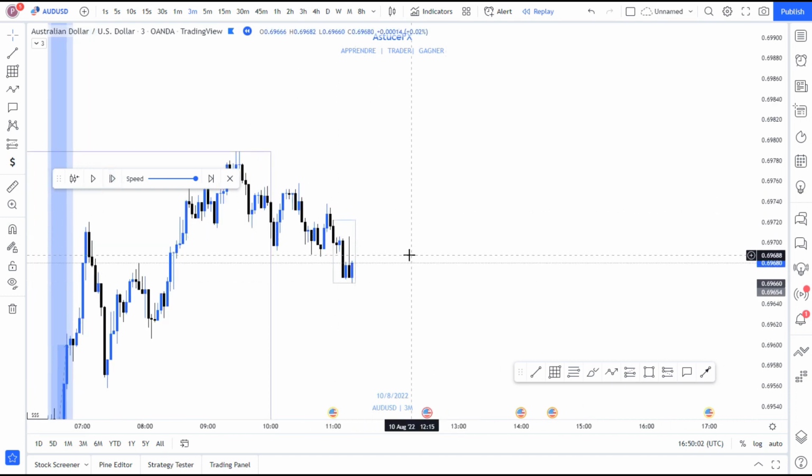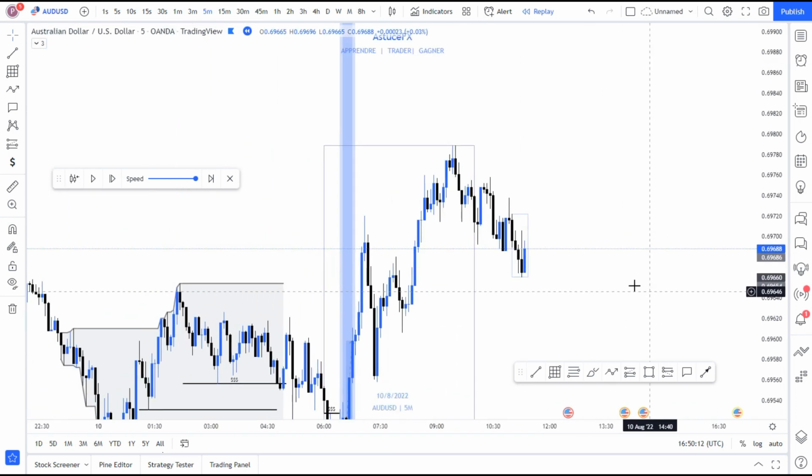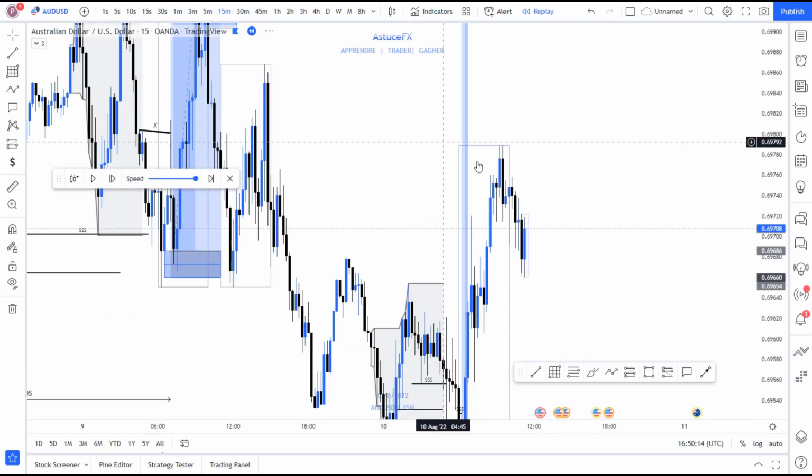Okay, now we started the London. Yeah, we started the New York kill zone actually. This is New York. I look for the same thing. Let me check the 15 minutes.